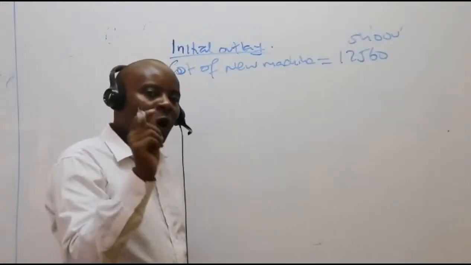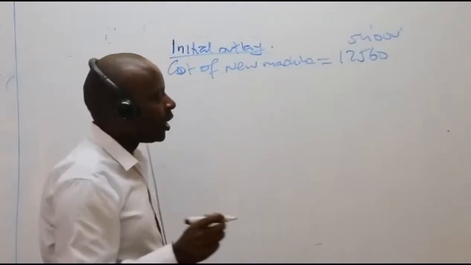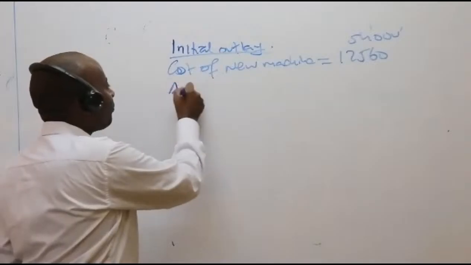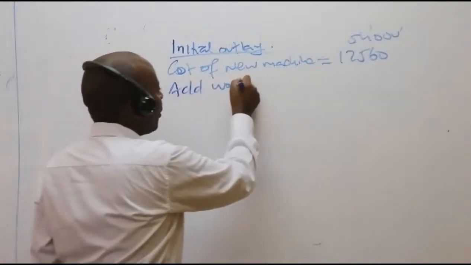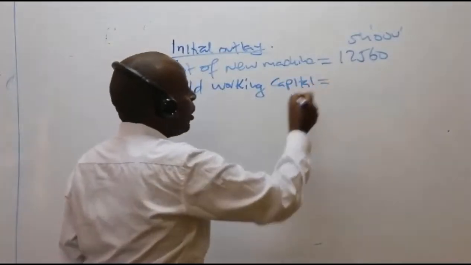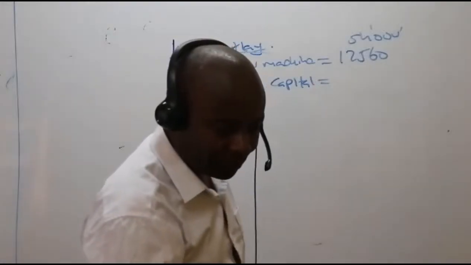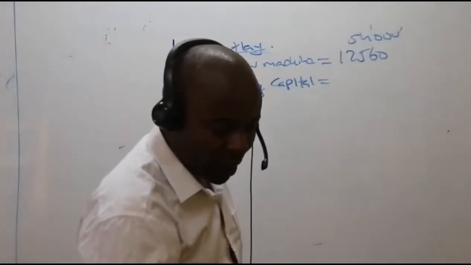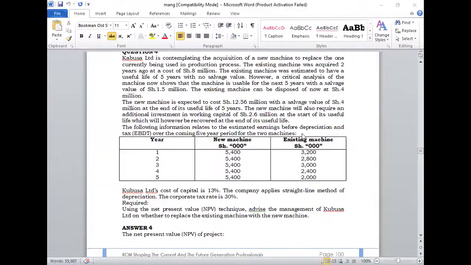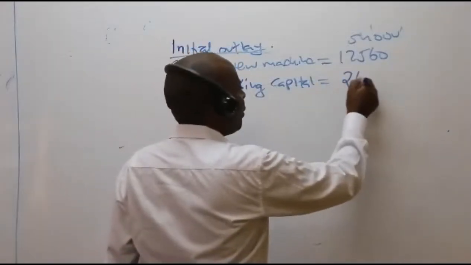We've seen the concept of working capital. This machine is not coming to run itself. There is working capital. So in this case here, add working capital. Working capital of how much? Of 2,600. There is additional working capital of 2,600. Thank you. Working capital of 2,600.